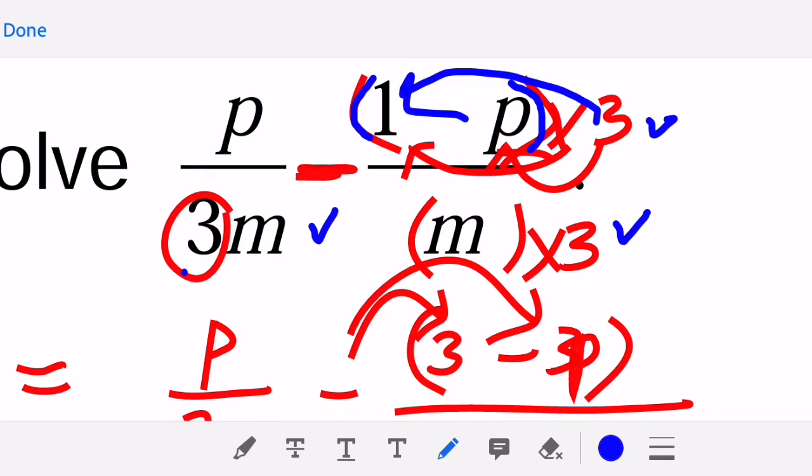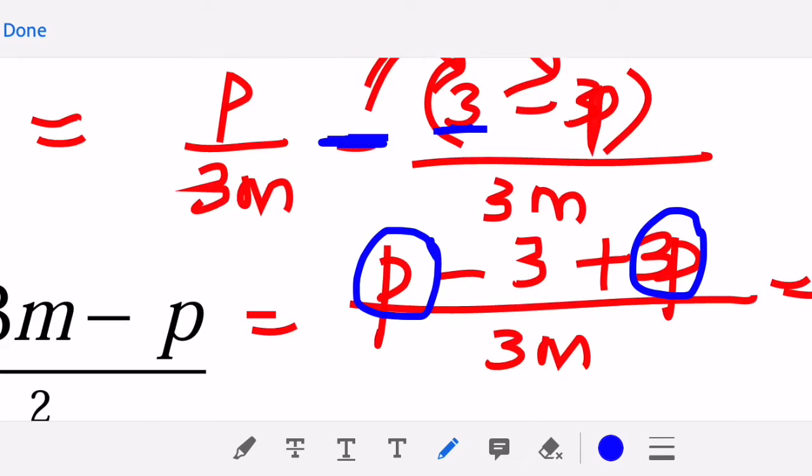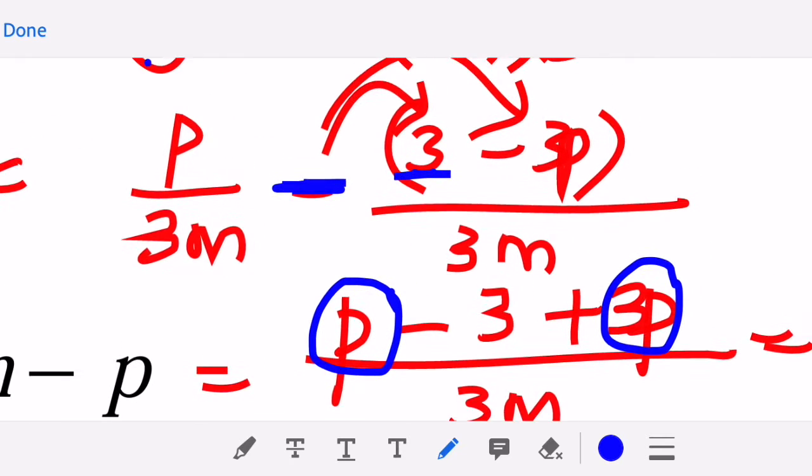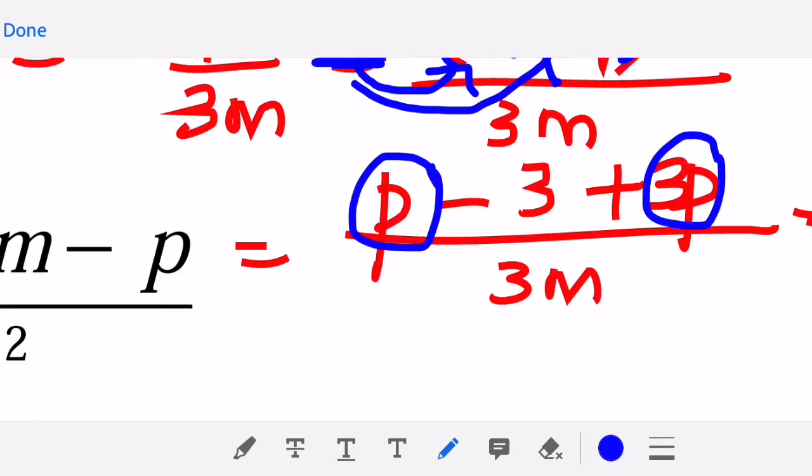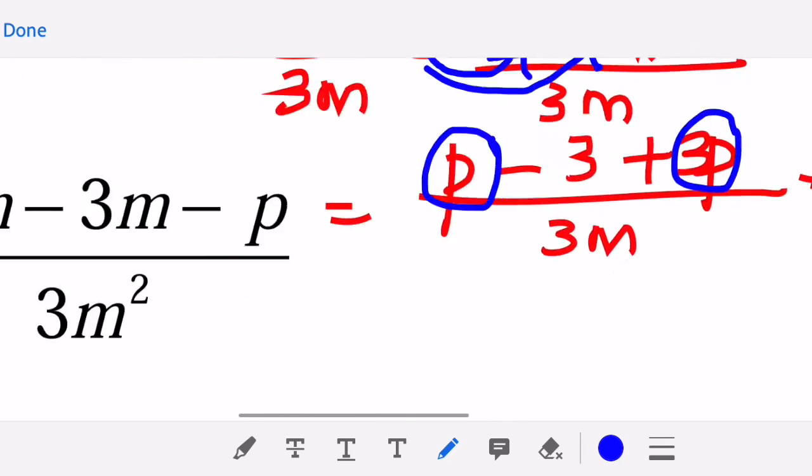3 times 1, you get 3. This minus here, don't disturb. Minus p times 3 will be minus 3p. After that, then final step, you open up the bracket by multiplying the negative again. Okay, minus becomes positive, right? If you don't know how to do, make sure you know how to do this.